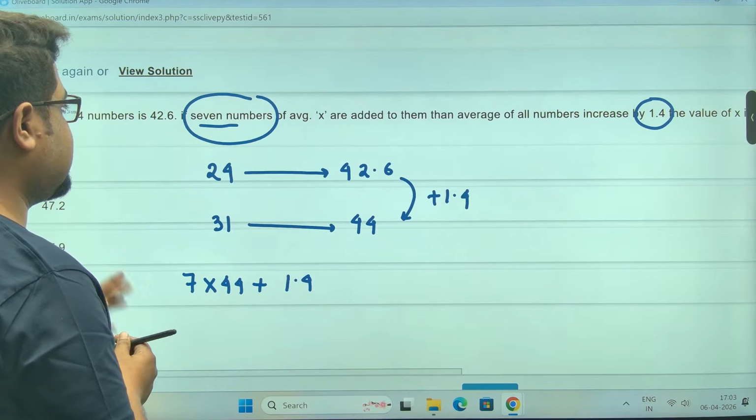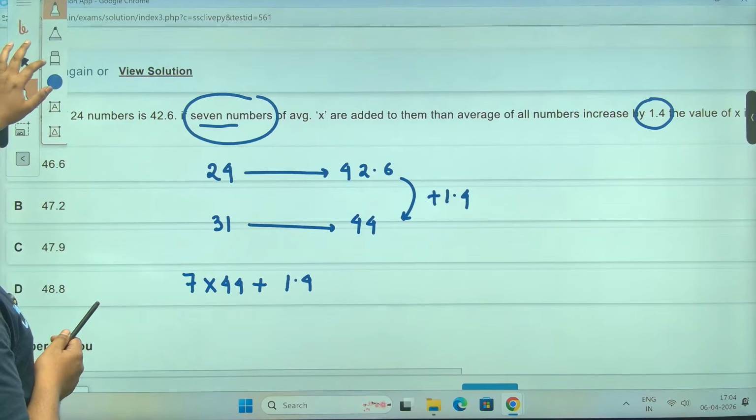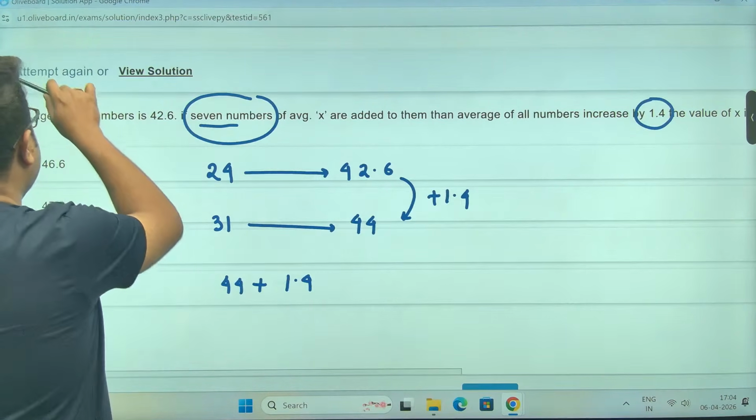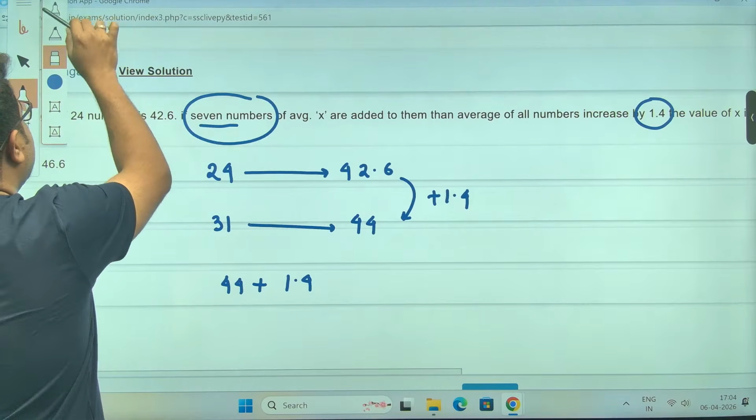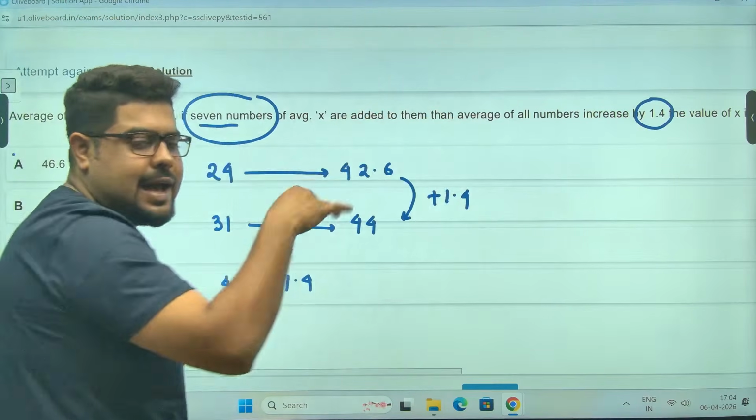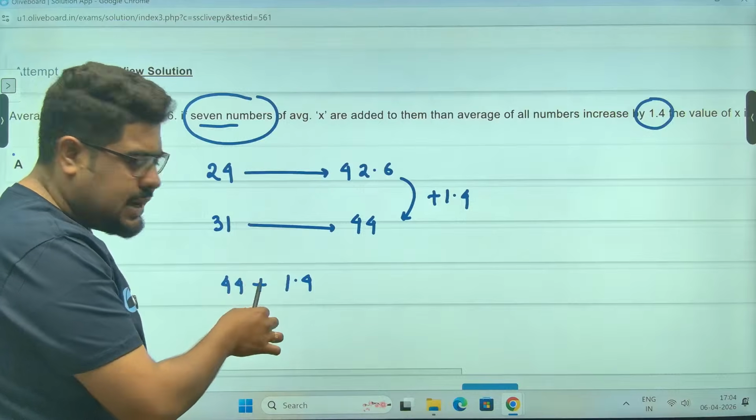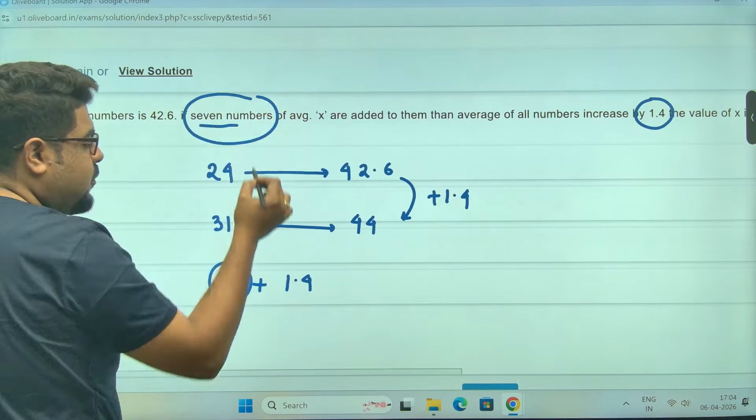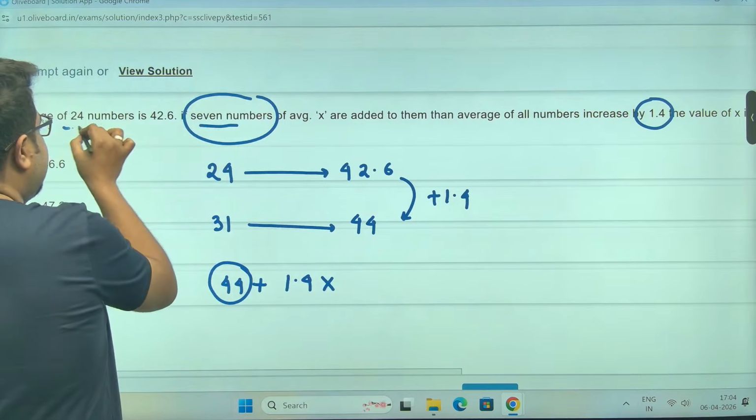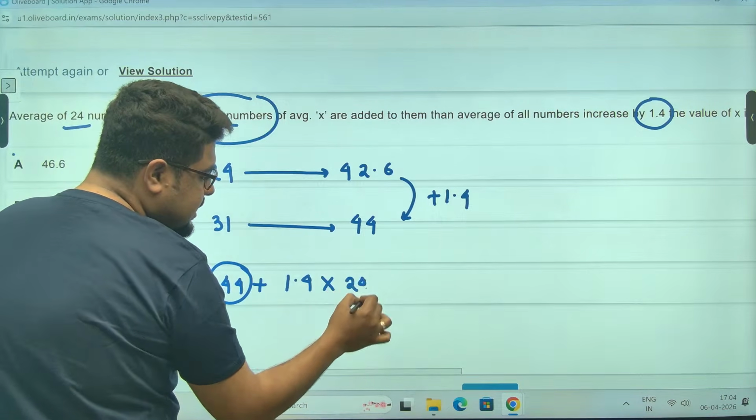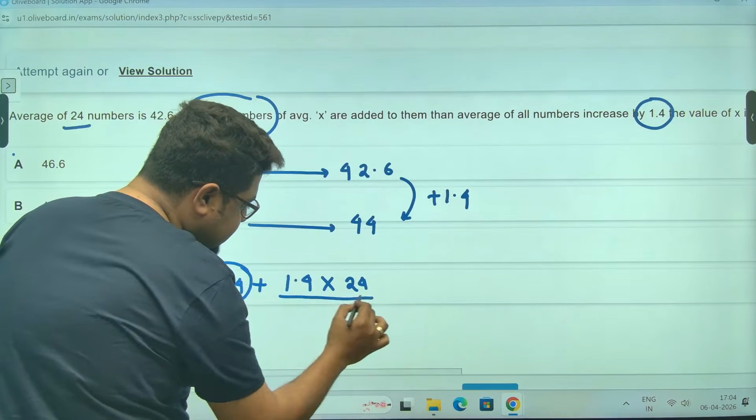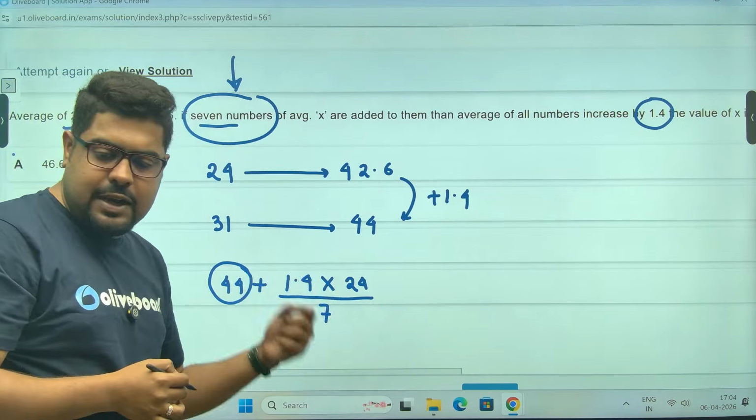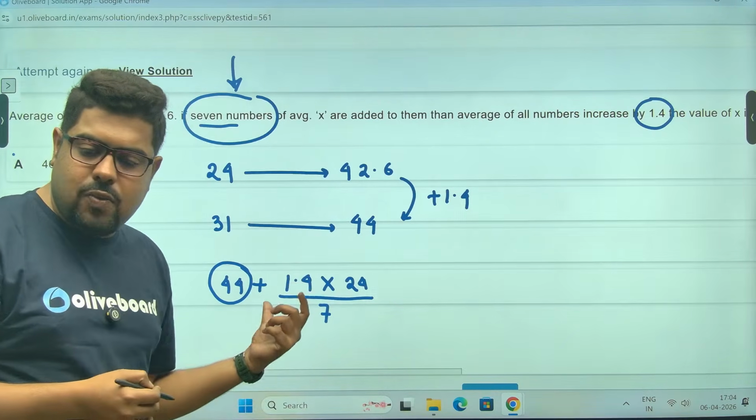First of all, let's do the average, it will be a little better. Let's not take this 7. We will take this average because they are only asking us to find the average. X is the average only, so I don't need to find the total. I can directly take 44 plus the deviation. What is the deviation? 1.4 increment for all the other 24 numbers. Now when we take the average, this deviation will be divided among all the 7 numbers, so it is the deviation divided by 7, because deviation always gets equally distributed.